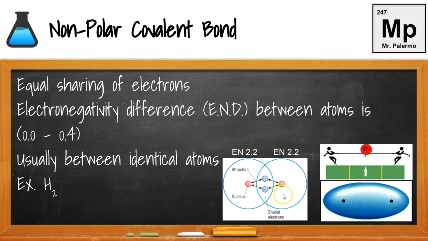And how do we know that? We're going to look up the electronegativity values, the attraction for electrons on Table S for each atom, and then the difference, which we call the END, the electronegativity difference. If it's 0, as in the case of this here, 2.2 minus 2.2 is 0, to 0.4, which is still pretty equal, then we say it's a non-polar covalent bond. This usually happens between identical atoms, but it can happen in some other cases when the atoms are not the same. For example, between carbon and hydrogen.